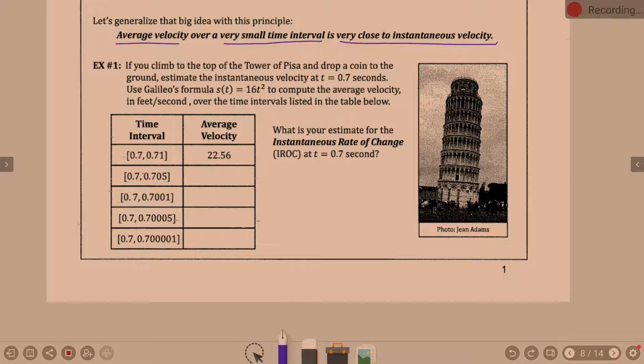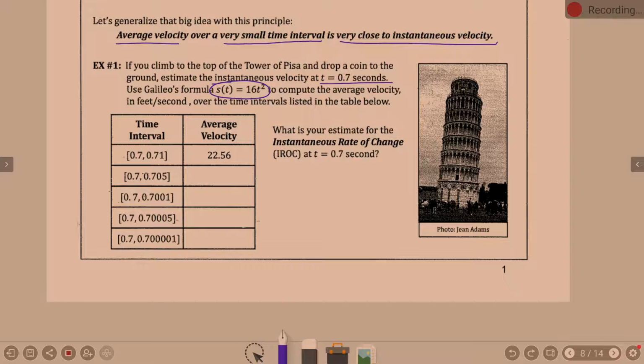Okay, so let's see. They're asking about 7/10 seconds, right? And of course, a formula is provided. Galileo's formula, s of t equals 16t squared. Now, average velocity. How do we find average velocity? Change in distance over change in time. Now, in this case, our time intervals are given. So the first one's already done for us.